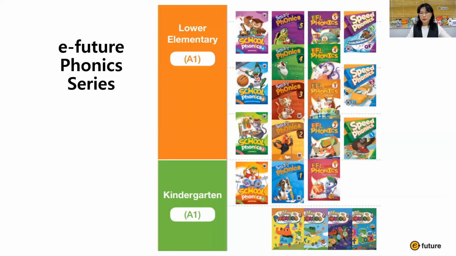Let's move on to the eFuture Phonics series. Okay, so here eFuture is very strong in phonics. Okay, so if you look here, we have many different series, right? We have 5 different phonics series. Okay, we have School Phonics, Smart Phonics, EFL Phonics, Speed Phonics, and Little Phonics. Little Phonics is for kindergarten, and all these other series are for primary. Okay. So why do we have so many different phonics series? Right? Teachers always ask me, why? Why do you have so many phonics series?